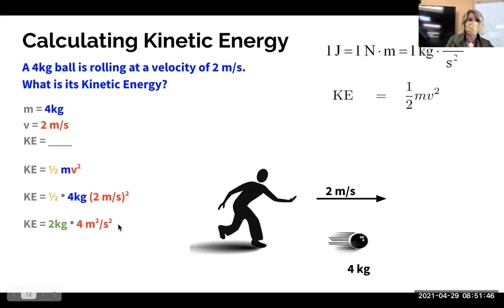So this is where I'm at now. When I multiply this 2 times this 4, I get 8 kilogram meters squared over seconds squared. And remember, when we see kilogram meters squared over seconds squared, just like this, that means that my answer is going to be in joules. So my correct answer is 8 joules.